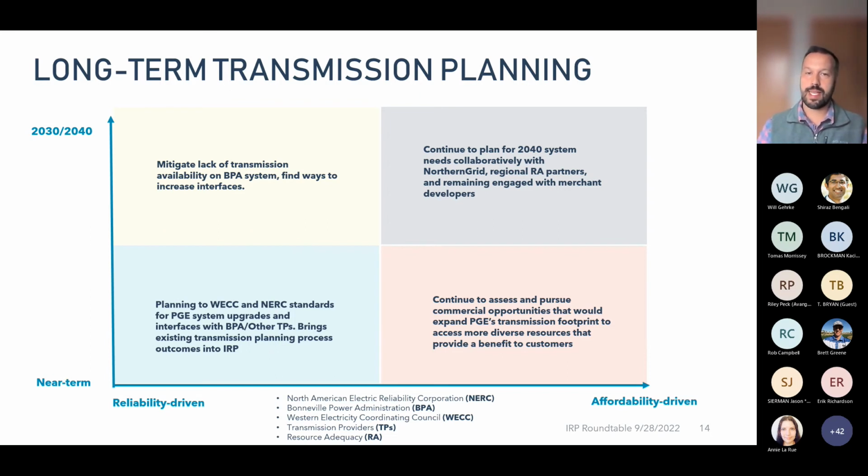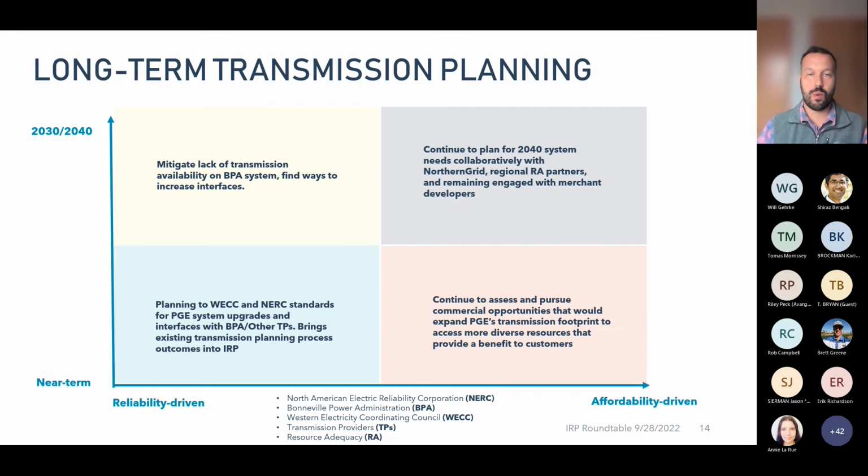Moving right along the x-axis, so near term and affordability driven, we are continuing to assess what opportunities exist that would expand PGE's transmission reach. We'll talk a little bit about what PGE's transmission system looks like today, what our transmission rights footprint looks like today, and how we are thinking about potential expansions of that being examined in the IRP to determine whether they add a customer benefit, and if so, what that benefit is and what the impacts would be.